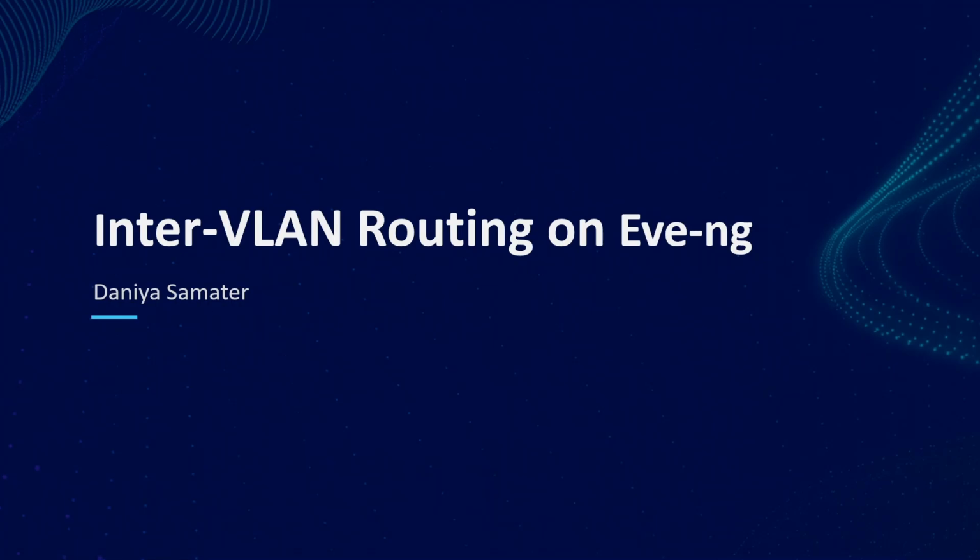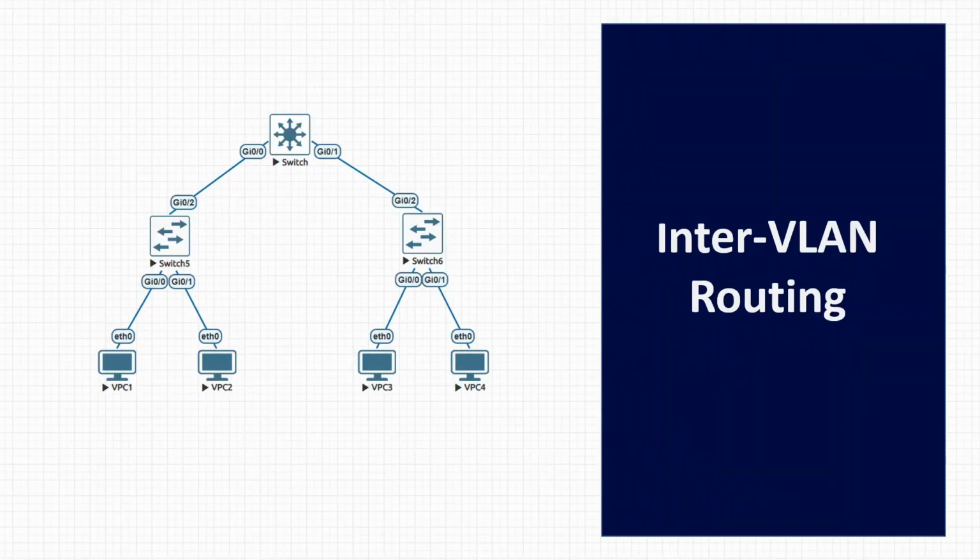EVE-NG. EVE-NG is more advanced and realistic because it can run real network operating systems and give us an environment that is much closer to working with real devices. In this lab, we're going to create two VLANs and connect them using a multi-layer switch to enable inter-VLAN routing. By the end of the lab, devices in different VLANs should be able to communicate with each other successfully. So let's get started.